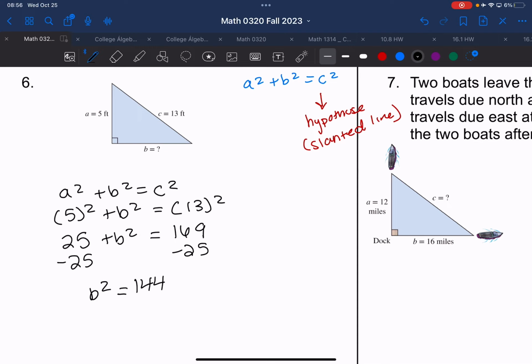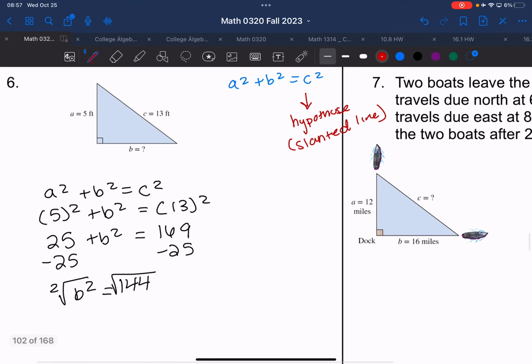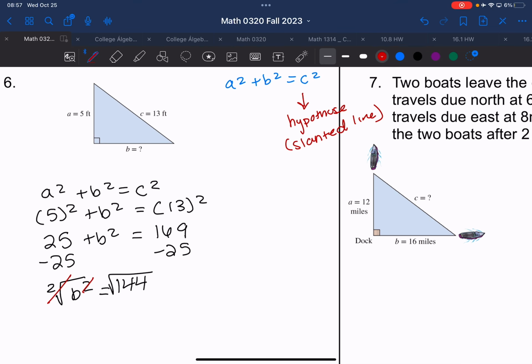How do we solve for B? Good, square root. Why do we take the square root? To cancel out the square. Good, because remember that square root has that 2 there, and those cancel. So that means we are left with B is equal to square root of 144, which is 12.